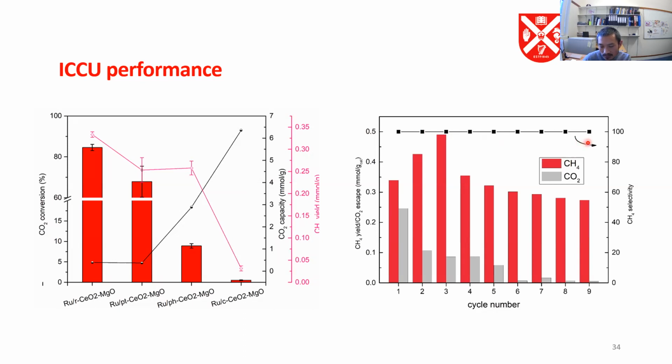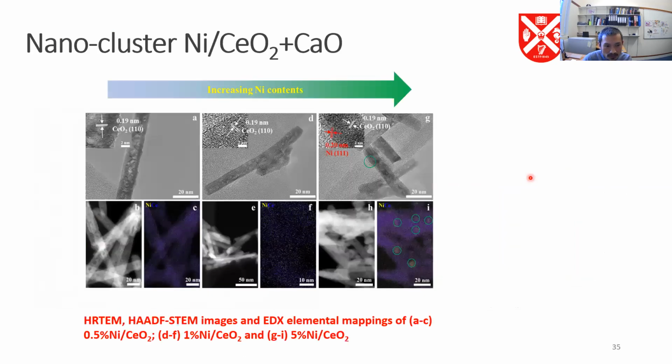So we understand in conventional cases like CO2 hydrogenation to methane, CO2 hydrogenation to CO, if you use a mixture of CO2 and hydrogen, it's almost impossible to have 100% CO2 conversion. So this conversion can be very, very high using the ICCU concept.